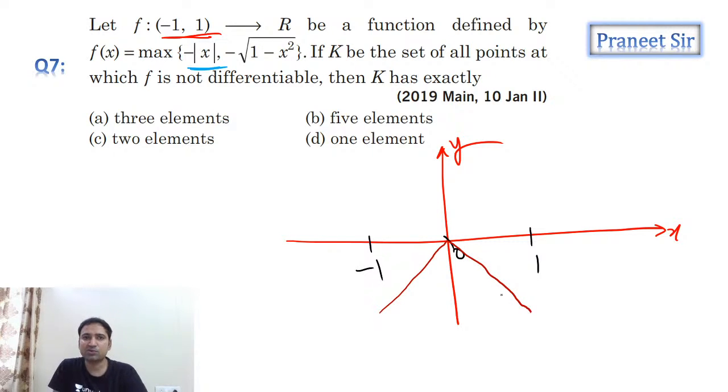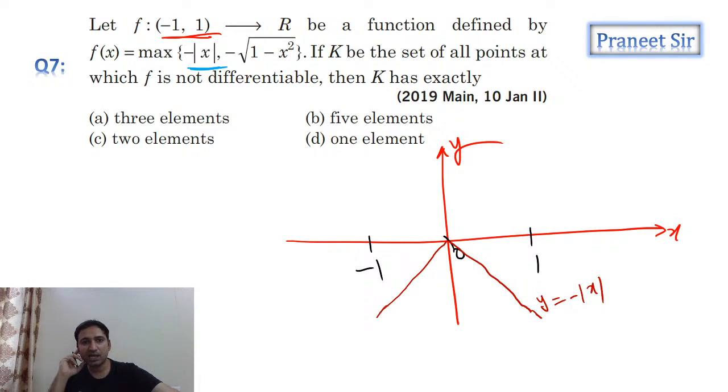Otherwise, you substitute x equals 1, minus 1, 0, all these values. If you substitute these values, this is the y equals minus mod x graph. Now we need to calculate the minus of square root of 1 minus x square graph. This graph we need to check: y is equals to minus of square root of 1 minus x square.